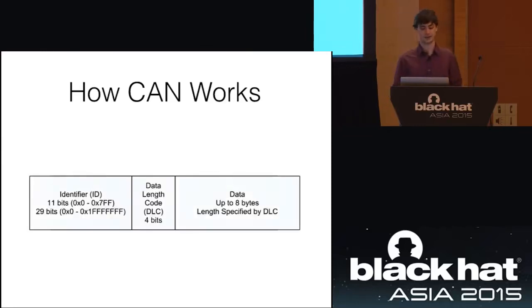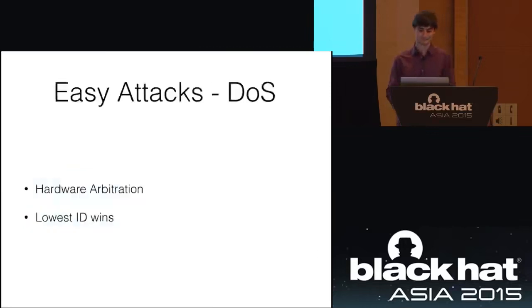And if you draw it out, it looks a little bit like this. Identifiers, either 11 or 29 bits, usually 11. Data length code, just a 4-bit number, and then you have your data. And that's really all there is to CAN, is an identifier, a data length, and some data. And it's as simple as that.